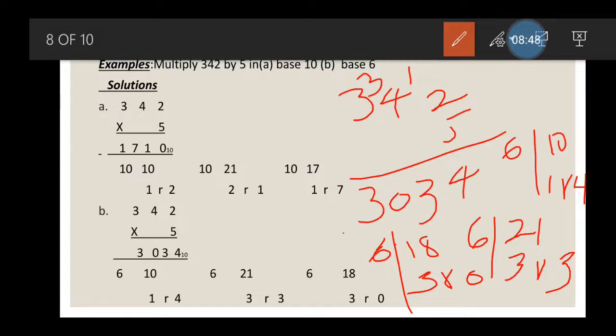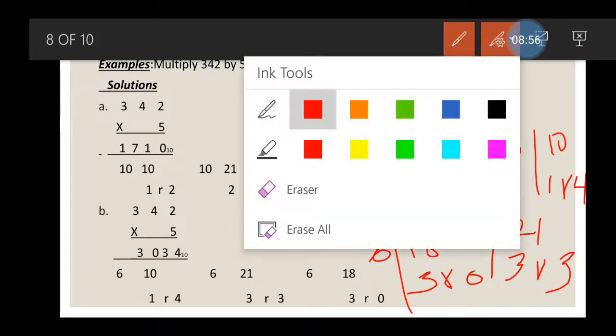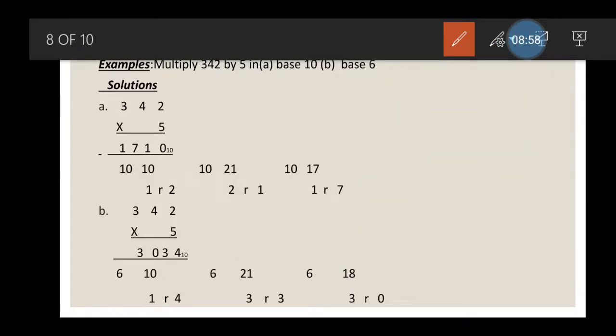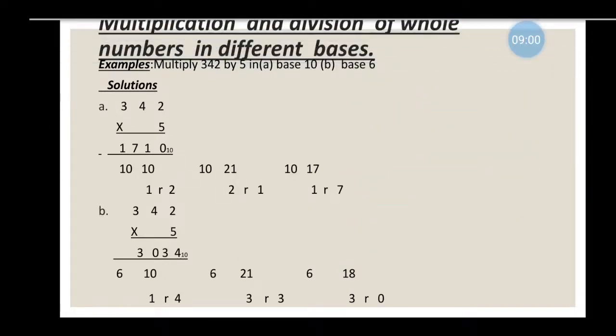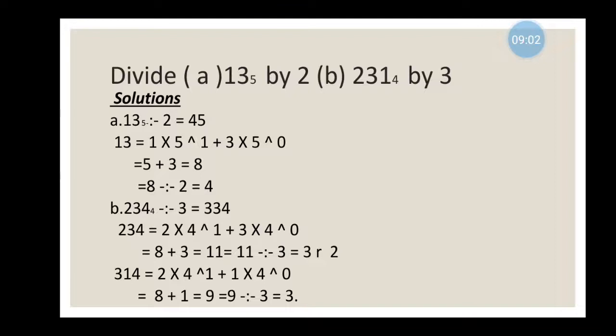So that's how we got 3034 base what? 6. Please, it is base 6, not base 10. I made a mistake, so effect that for me. So that is for the multiplication. I hope it is clear. As we go to the final one, which is on division, please, I beg you, this is the aspect you need to pay more attention to.